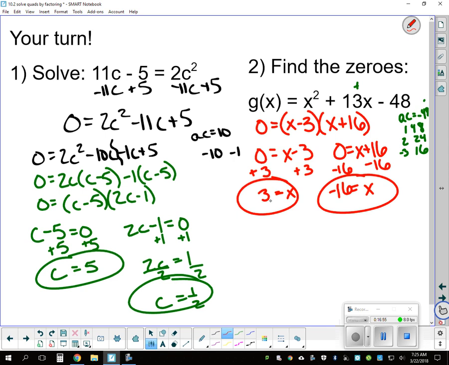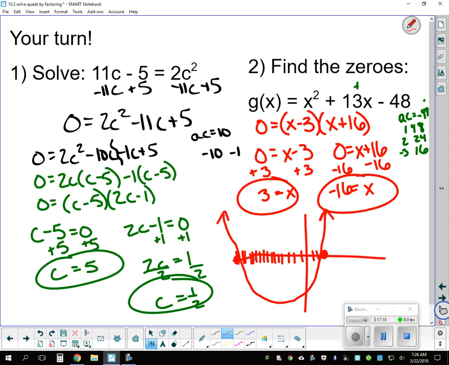Now keep in mind, what are we doing here? We are finding where these cross the x-axis. So that means if I were to graph this, here's 3, here's -16. If I were to graph this parabola, it's going to look something like that. So it is crossing at 3 and at -16. That is what you are finding. Don't forget about that.